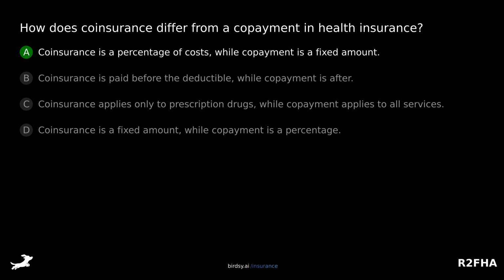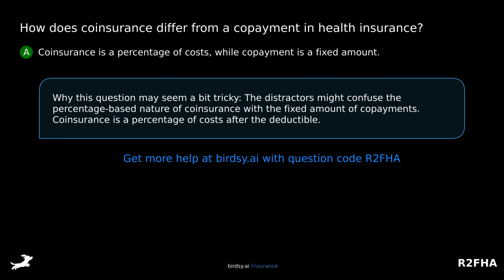The answer is A, coinsurance is a percentage of costs while copayment is a fixed amount. Why this question may seem a bit tricky. The distractors might confuse the percentage-based nature of coinsurance with the fixed amount of copayments. Coinsurance is a percentage of costs after the deductible.